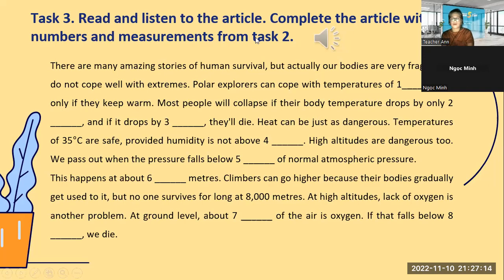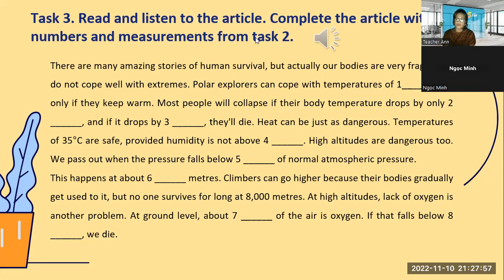There are many amazing stories of human survival. But actually, our bodies are very fragile and do not cope well with extremes. Polar explorers can cope with temperatures of minus 40 degrees Celsius, but only if they keep warm. Most people will collapse if their body temperature drops by only 5 degrees Celsius. And if it drops by 15 degrees Celsius, they'll die. Heat can be just as dangerous. Temperatures of 35 degrees Celsius are safe provided humidity is not above 50%.